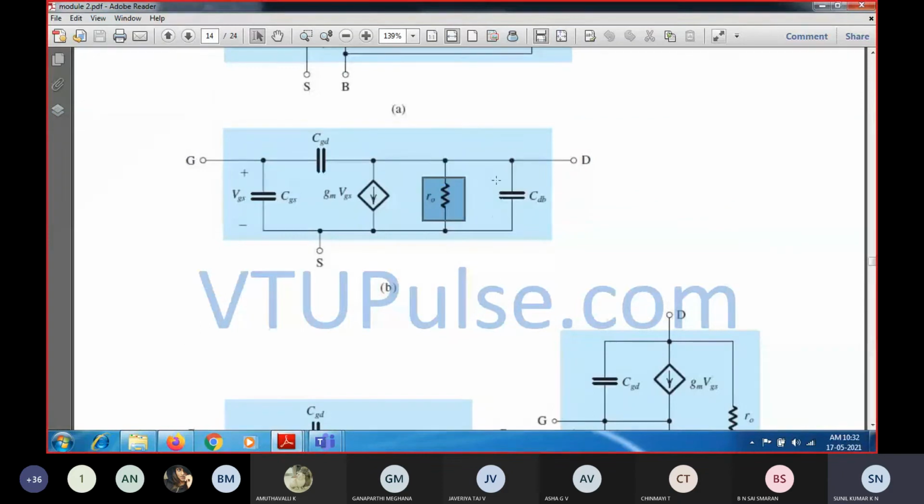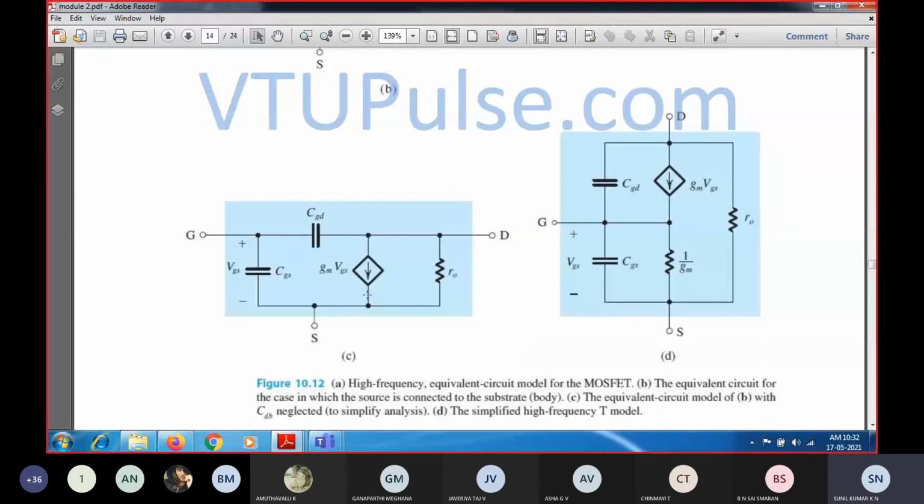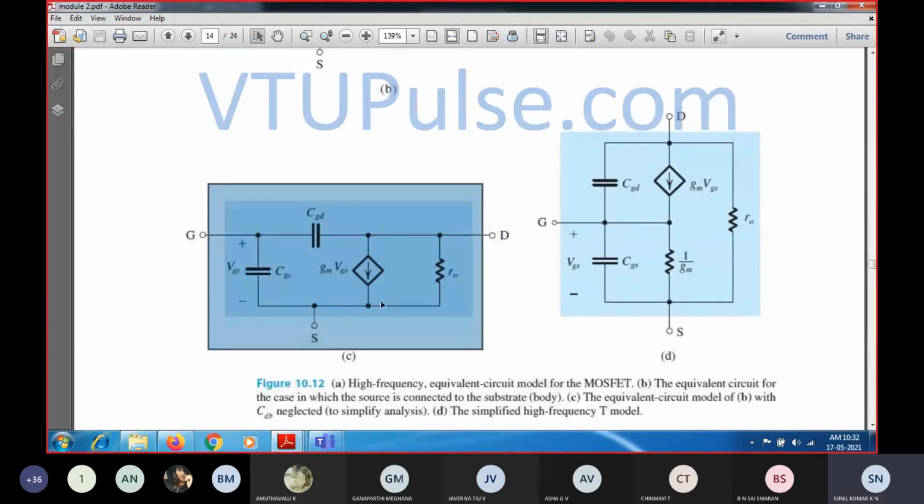And simplifying the analysis, in the sense that this is not going to affect the device characteristics too much, so it is going to be removed, and we are going to simplify the analysis so that we are going to have this model. So that is the high frequency equivalent circuit model of the MOSFET.